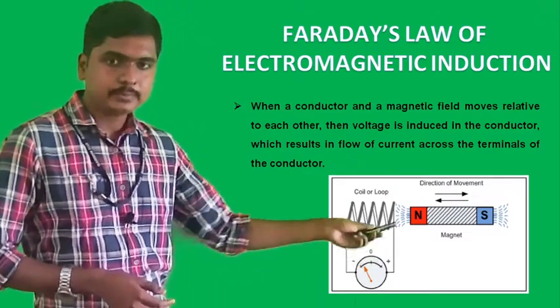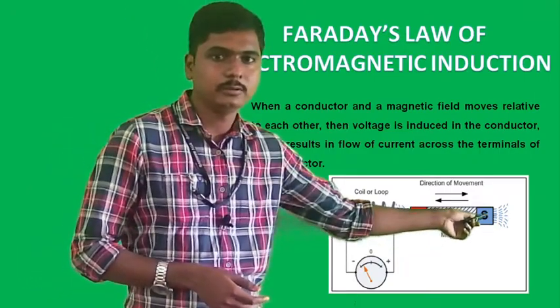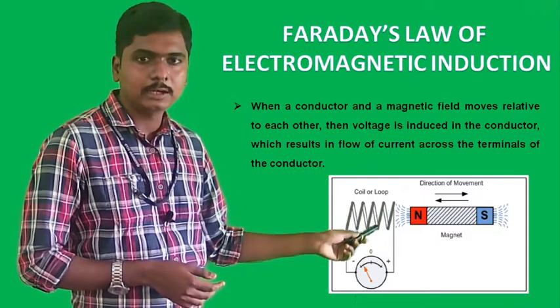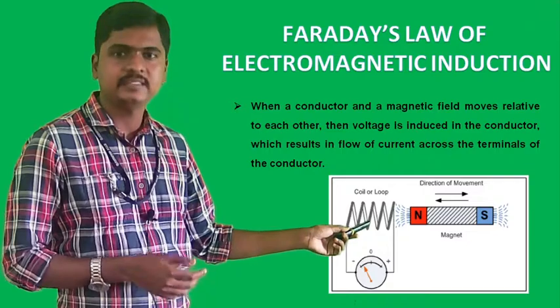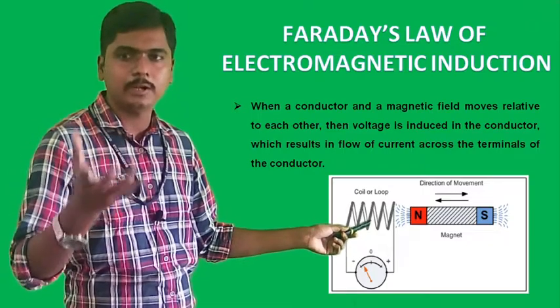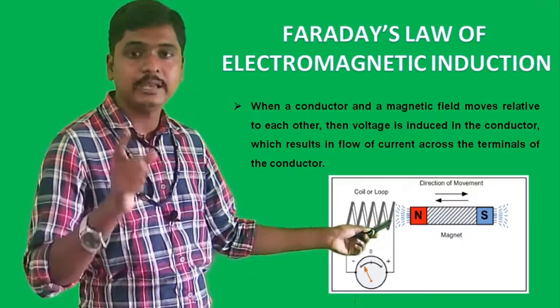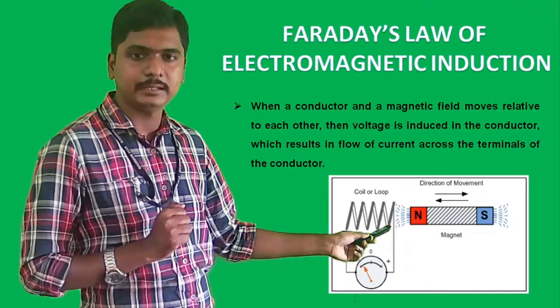Okay, so this is the diagram. You can see this is nothing but the magnet. This is the north pole, this is the south pole. And suppose this is a conductor, one conducting coil we have taken. This can be any coil, aluminium coil or copper coil or nickel coil, any coil you can take. That should be a conducting material.